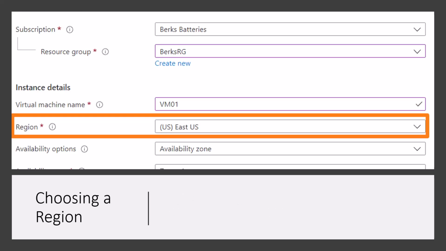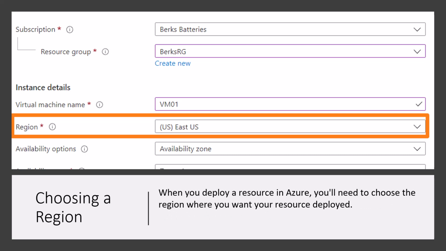When you deploy a resource in Microsoft Azure, you're prompted to choose the region where you want that resource deployed. It doesn't happen all the time, but in most cases, you'll have to choose that region. I should point out that there are some services or even VM features that are only available in certain regions. For example, certain VM sizes are only available in certain regions. Certain storage types are only available in certain regions. So the region is going to determine what features are available.